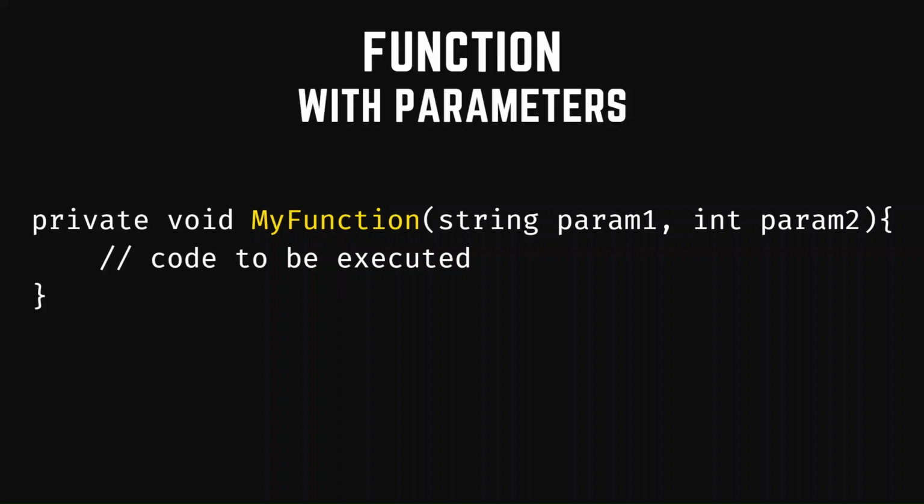Now, information can be passed to these functions through parameters. These are parameters. Inside your parentheses, you can add parameters. You say what data type your parameters are going to be, and you can separate them by a comma, and you will be able to pass information to your function. So let's try it out.